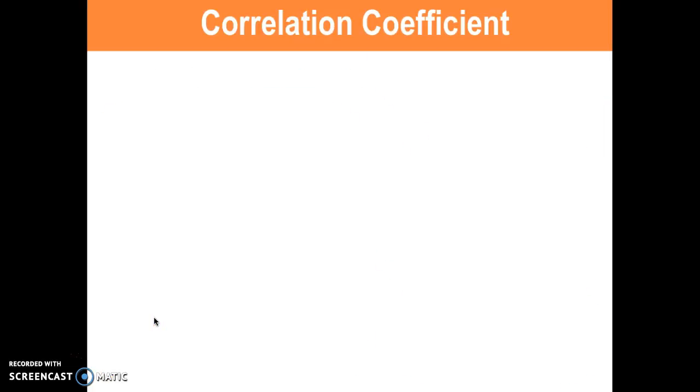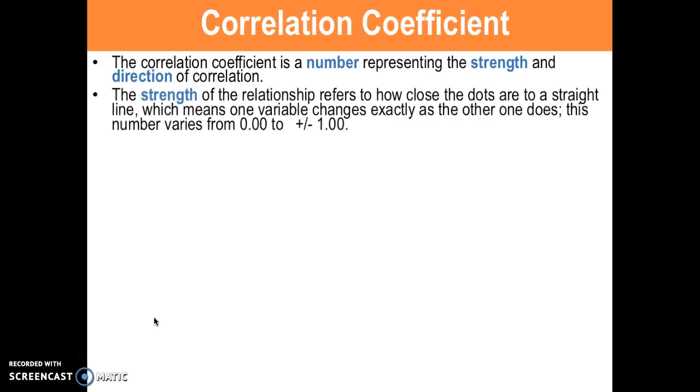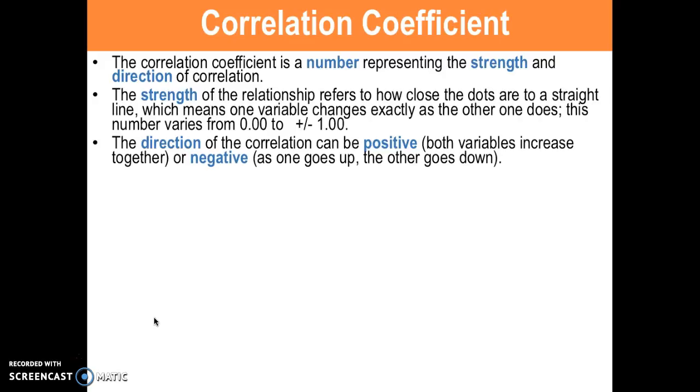Let's look at the correlation coefficient. What the correlation coefficient is going to tell us is the strength and direction of the correlation. The strength refers to how close the dots are when you graph your data, and you're going to put them in a scatter plot. Now, I hope everyone knows what a scatter plot is. When you create these scatter plots, you're going to see the individual data points create either the strength or the weakness. This number is going to vary between 0 and plus or minus 1. We're going to look at these in a minute. The direction can either be positive, where both variables increase together, or negative, as one data point goes up, the other data point comes down.